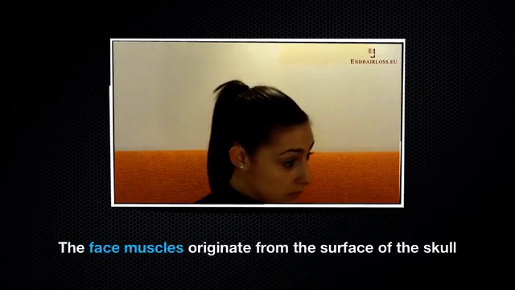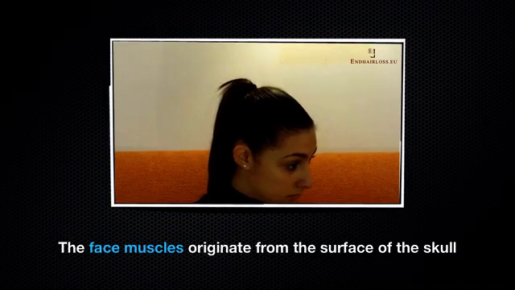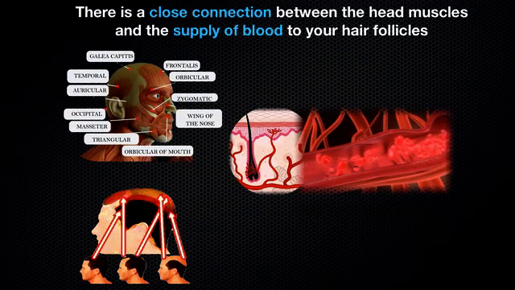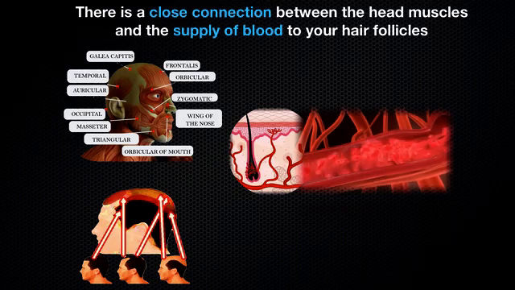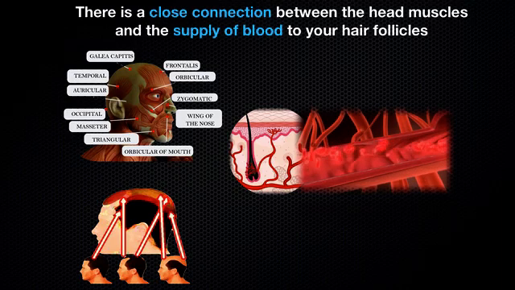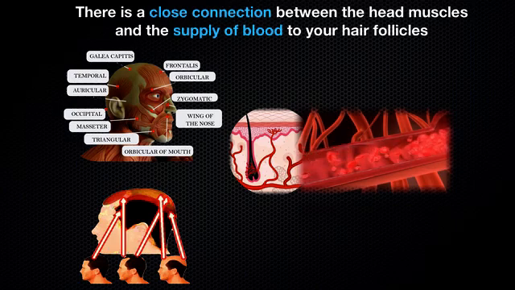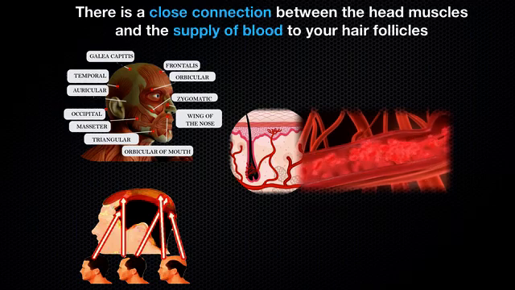It's important to know that the face muscles originate from the surface of the skull. Let me help you understand the importance of this fact. There is a close connection between the head muscles and the supply of blood to the capillaries and hair follicles. The interruption of the blood flow inside the follicle caused by the constriction of blood vessels, the partial or total contraction of the precapillary sphincters, a band of smooth muscle that allows the blood flow into each capillary, and the progressive thinning of the hair along with an extra formation of DHT, is probably what is happening on your scalp right now.